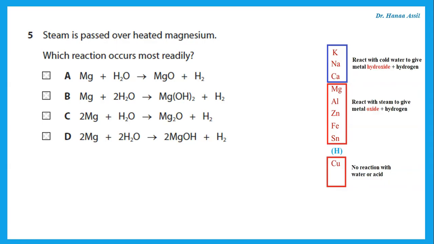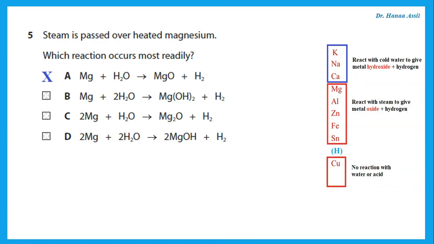So first of all, it should give the oxide, not the hydroxide. So B and D are totally wrong. We're choosing between A and C. What is the formula of magnesium oxide? You should realize that magnesium has valency 2, oxygen has valency 2. So magnesium oxide is MgO, not Mg2O.